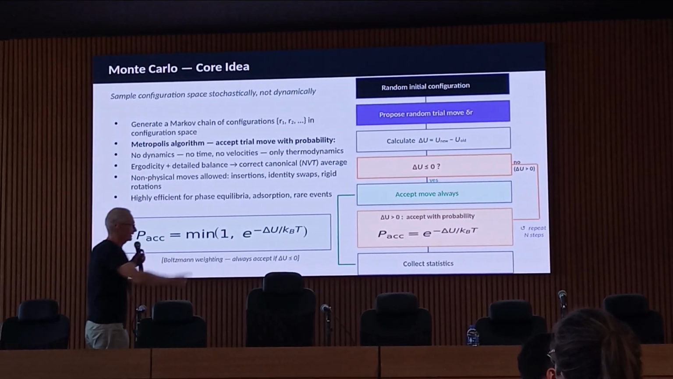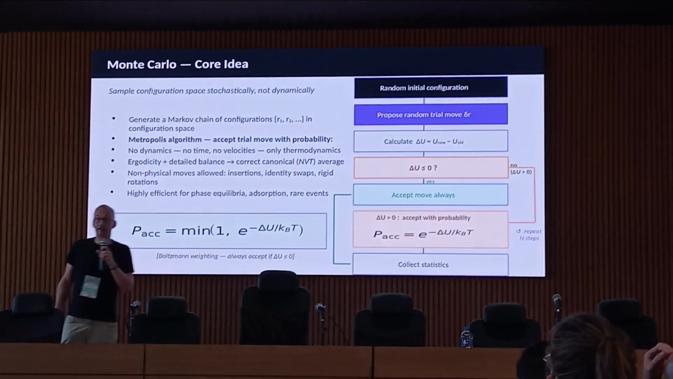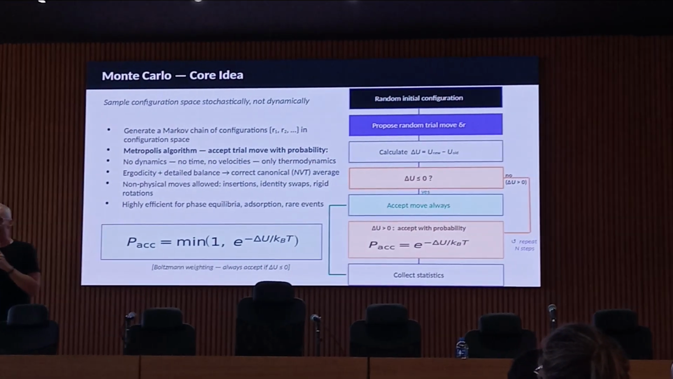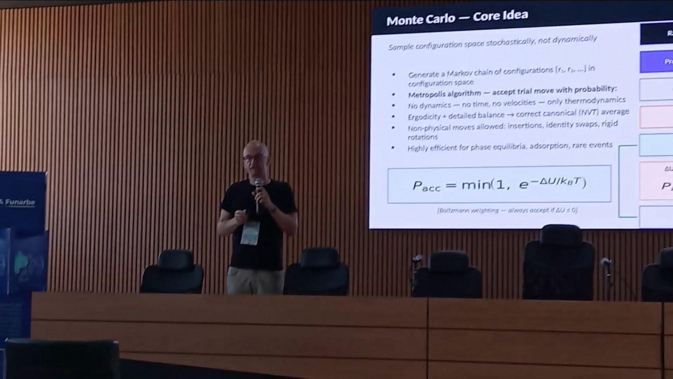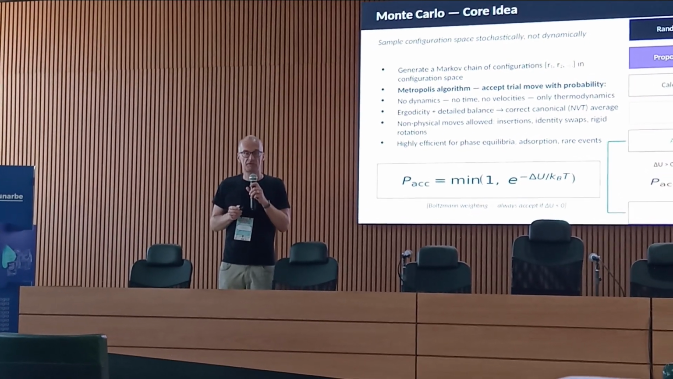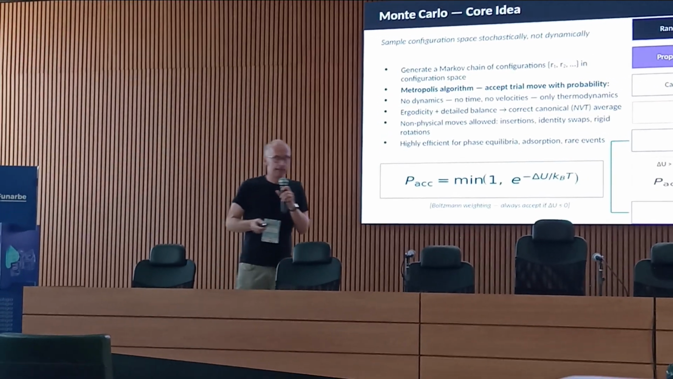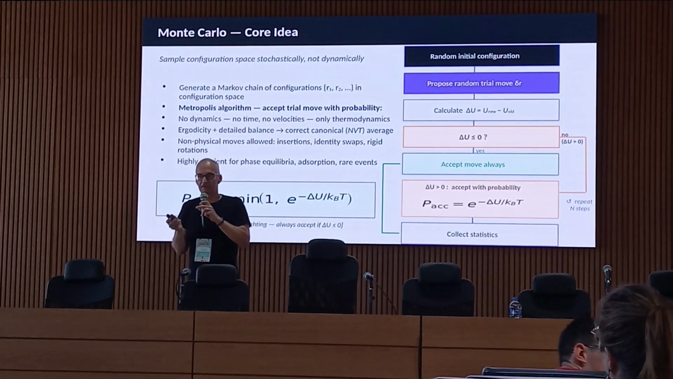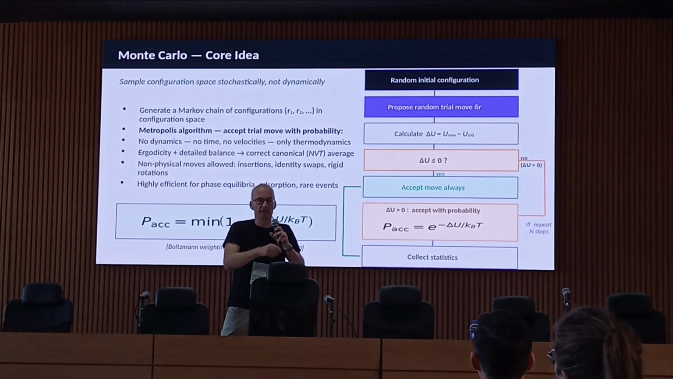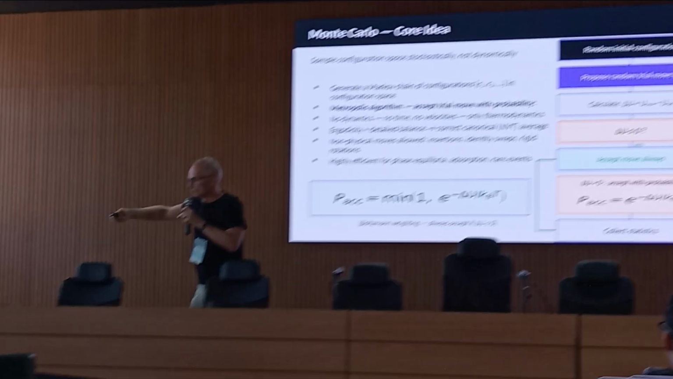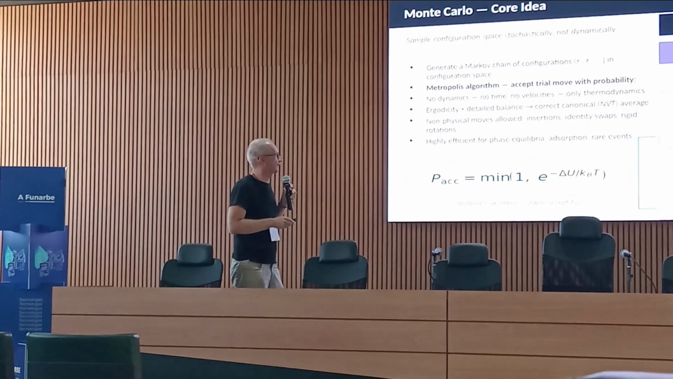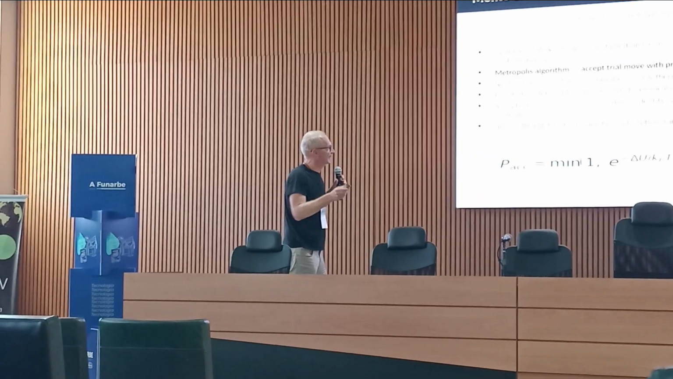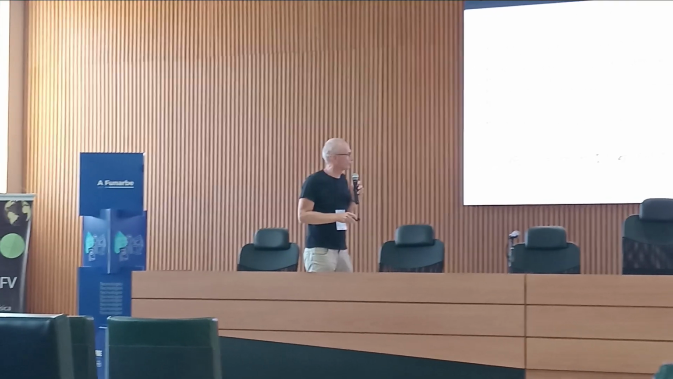And with that, then you can collect statistics, and this is the nice thing, you can access states in your system which are sometimes hard to reach by dynamics. Because in Monte Carlo you can play tricks. You can take whole chunks of particles and move them somewhere else in one step. You only have to make sure that you do the move and the reverse move with the correct probabilities. But with that you can sample the full phase space quite easily.